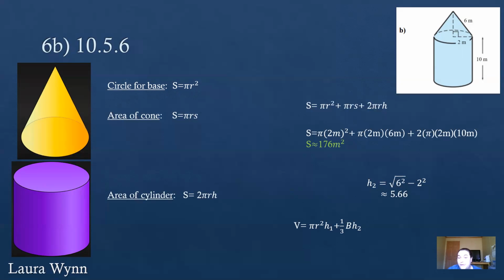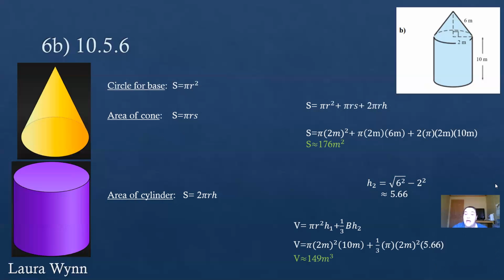So here's the formula for our volume: pi radius squared H1, plus 1/3 base times H2. Now the H1 is the height of the cylinder. Radius again is 2. The base area of the cone, we're going to plug in there. And then H2 is what we just figured out, which is 5.66. So let's plug all our numbers into our variables, and it's going to give us approximately 149 meters cubed.